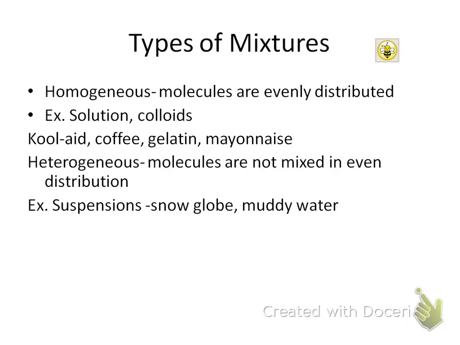Homogeneous mixtures look the same throughout. Their molecules are evenly distributed. You're not going to see the parts. We often call them solutions and colloids. Kool-Aid, coffee, gelatin, and mayonnaise are all homogeneous mixtures. Heterogeneous means the molecules are not mixed evenly. You're able to see them. So a snow globe or muddy water, those would be suspensions.